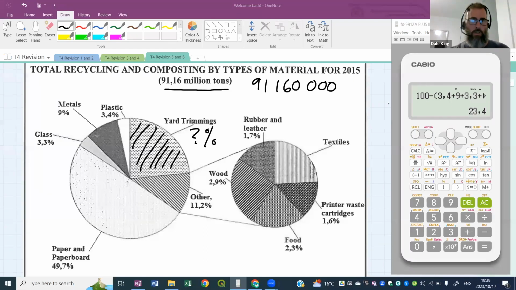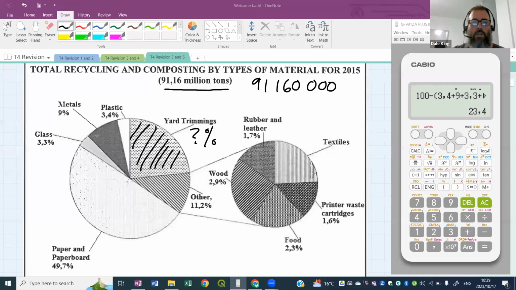Yes. All right, I'm not going to write that down because I want to get through the next questions, but you can see what you need to do. 100 minus all the other pieces gives you 23.4%. Please make sure that you write down the percent sign, hey? 23.4%. It's not on my calculator, but you will write it down. Yeah, see, it's easy to make a mistake, human error, especially when there's lots of numbers.